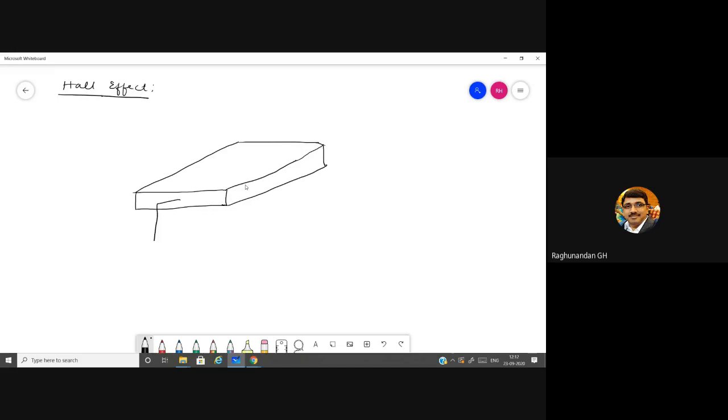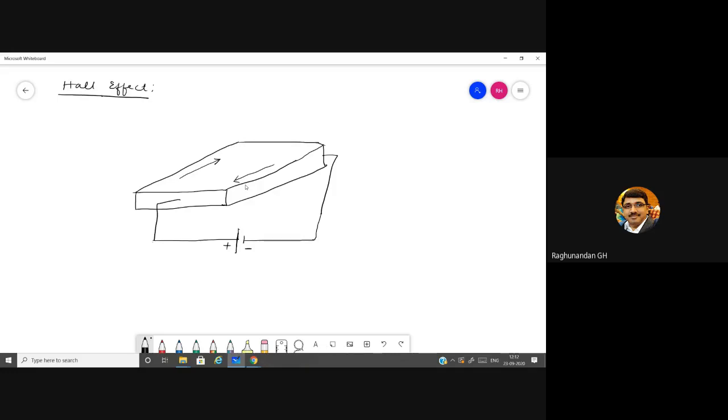I'm going to connect the semiconductor bar to the battery. So this is positive, this is negative. Now what happens when the battery is connected to the semiconductor bar? Conduction starts taking place, right? So in this direction, what will move, and in this direction, what will move?